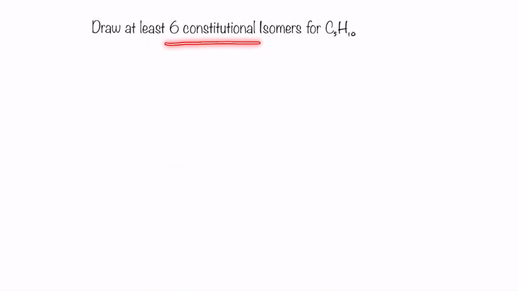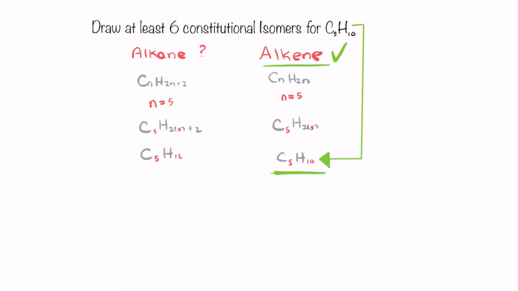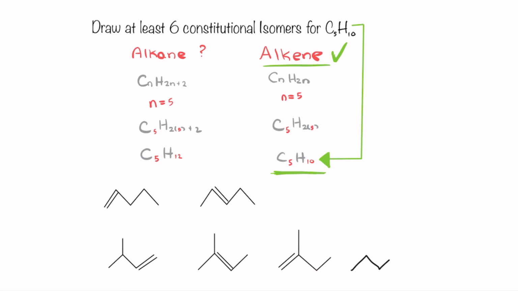Draw at least 6 constitutional isomers for C5H10. And so now you know we got to figure out whether or not this is an alkane or an alkene. We see here that this formula is going to follow the format of an alkene, C5H10. So all our structures here must have at least 1 unit of unsaturation, either by being an alkene or having a ring closure. You might have started off and found the following structures. You might have accidentally formed a duplicate by putting the double bond over here. Now I want you to go ahead and tell me, why is this not a valid structure?